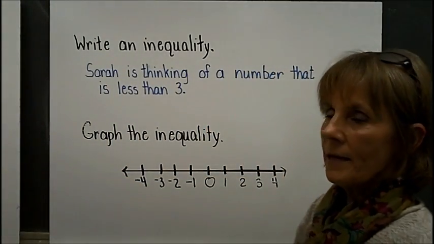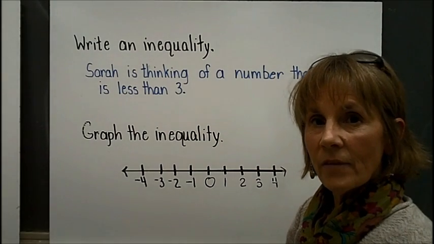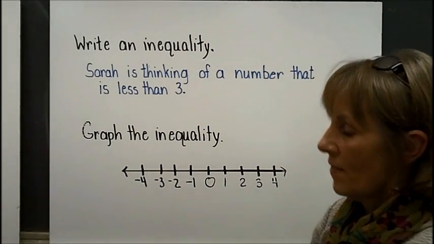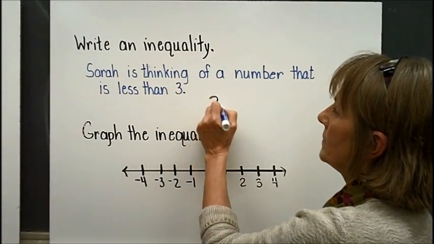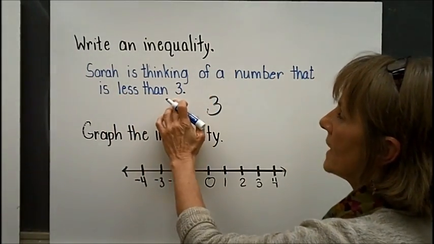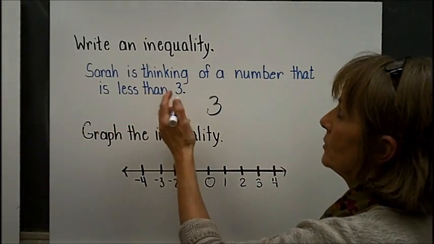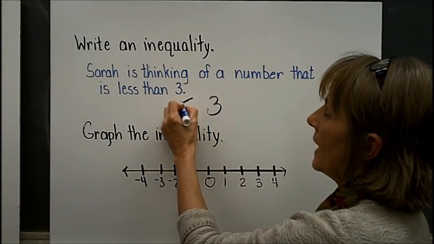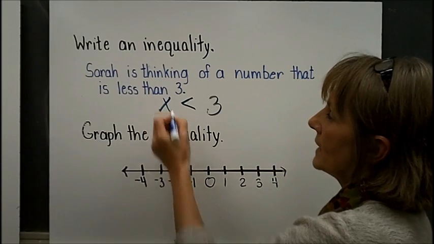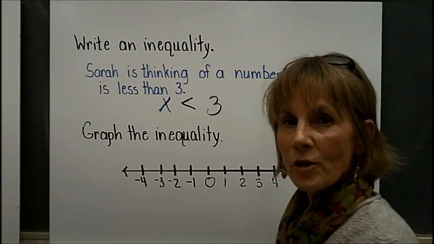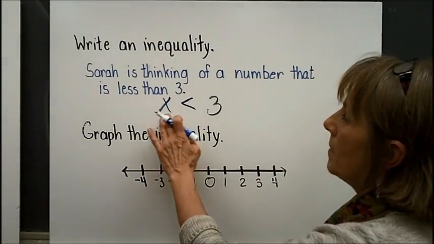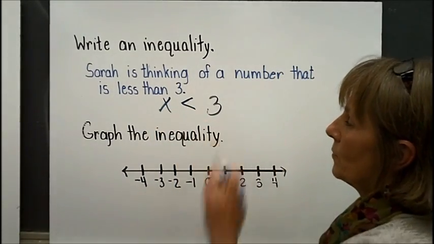Write an inequality. Sarah is thinking of a number that is less than 3. 3 is the number in my inequality. The statement says that the number in the solution set is going to be less than 3, so I want the less than symbol. X is less than 3. So whatever number Sarah is thinking of must be less than 3.